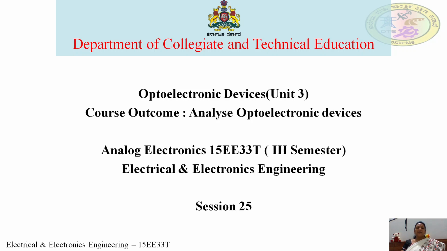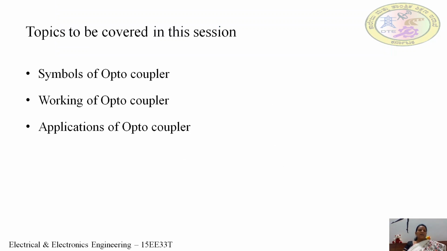Today in this session, under chapter 3 of analog electronics, that is optoelectronic devices, we are going to discuss a very important component which is widely used in the field of electrical and electronic applications, the optocouplers. In this session, we are going to cover the working of optocoupler, the various applications of optocouplers, and how exactly the optocoupler is symbolized, that is, the symbol of an optocoupler.